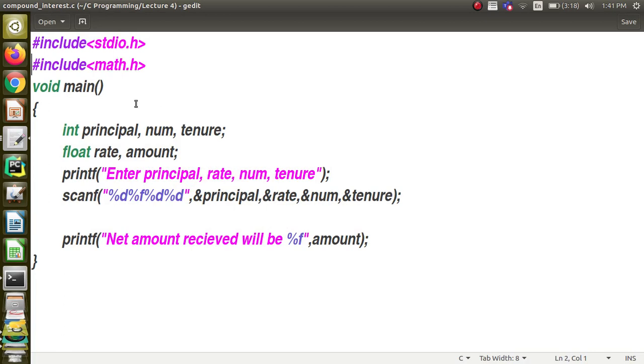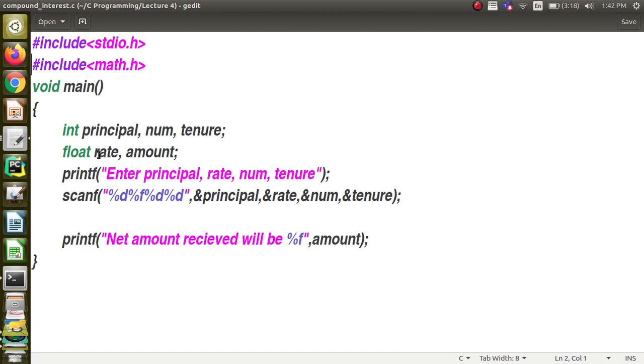So I am including this math.h, and then this is my main function, and look at the declarations of the variables. Principal will be integer and the number of times it will be compounded is also going to be integer, and I am using num as the variable name for representing it. And then tenure is the number of years you are going to make the investment, so that is also going to be integer. And then rate of interest can be a double value, it can be like 12.5, 10.5 and so on.